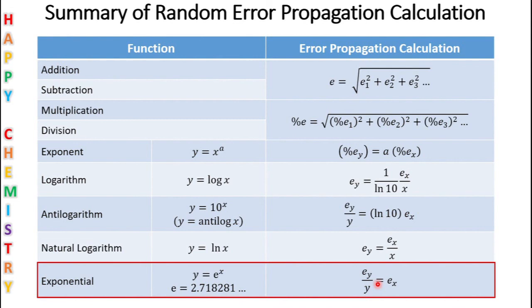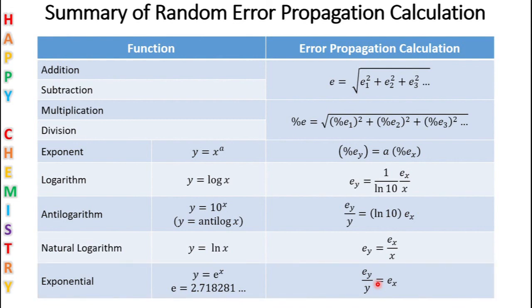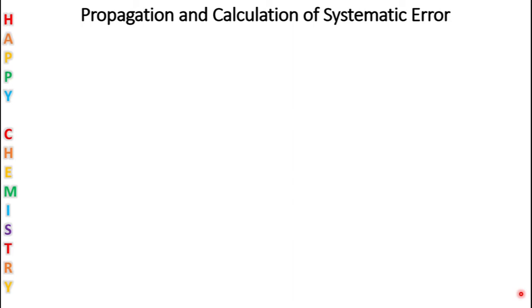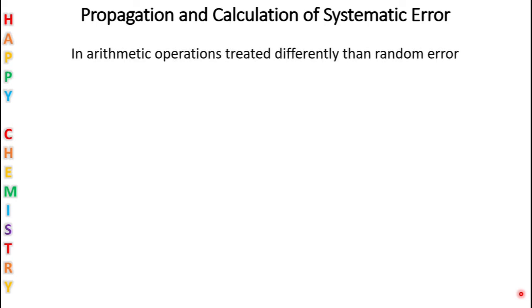So, this is a summary of random error propagation calculation when performing all mathematical functions. Now we will look at systematic error propagation. Systematic error propagation is treated differently than random error in arithmetic operations. We will consider two examples for systematic error propagation. First example is rectangular distribution.